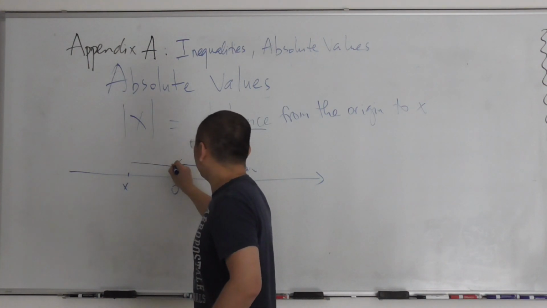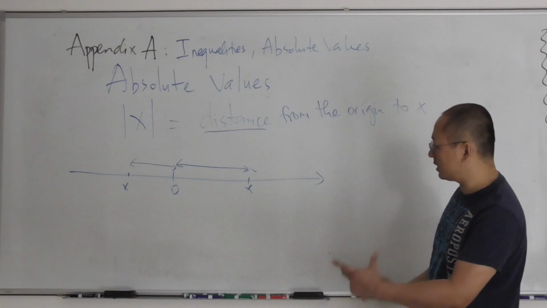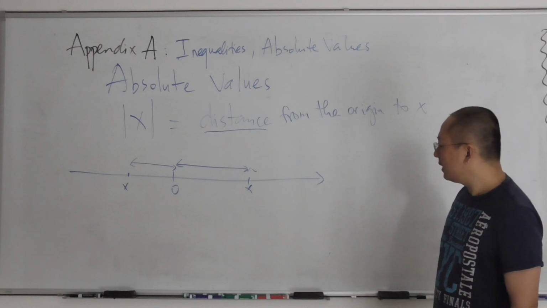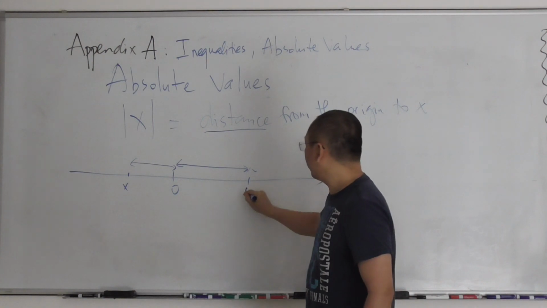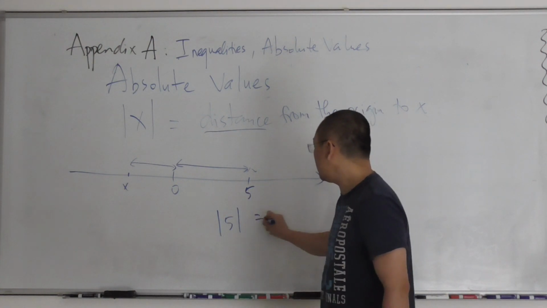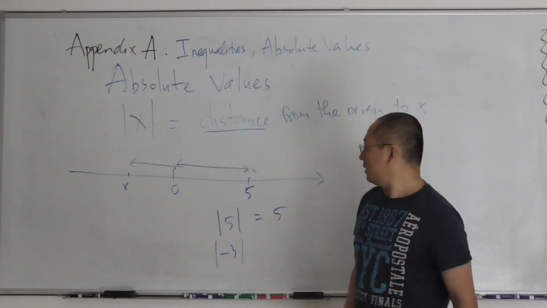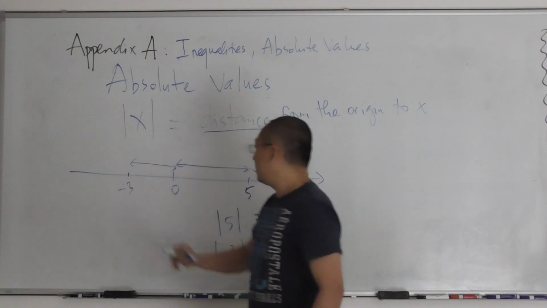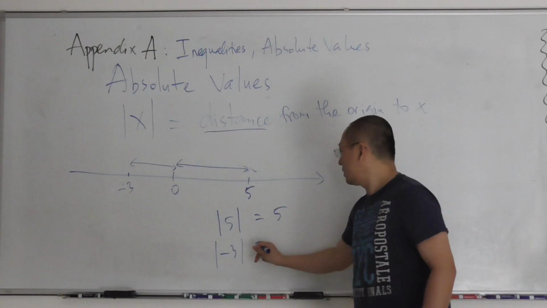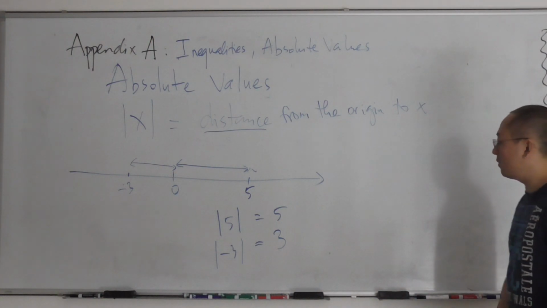The distance still from here to here, excuse me. Okay? This is absolute value, the distance. Okay? So, what if x equals 5? The absolute value of 5 is the distance from 0 to 5, which is 5. What if x equals negative 3? The distance, this is negative 3. Okay? Distance from negative 3 to 0 is 3. Okay? So distance will always be a non-negative number.